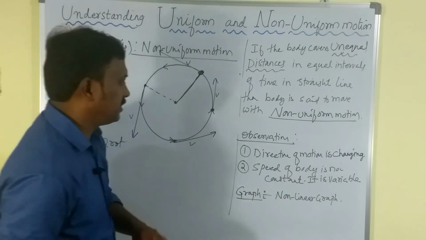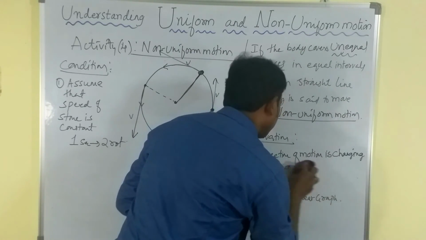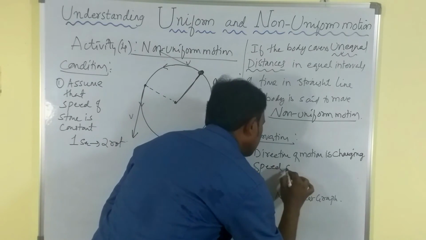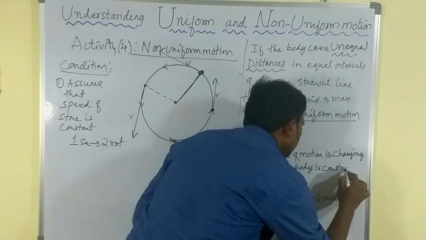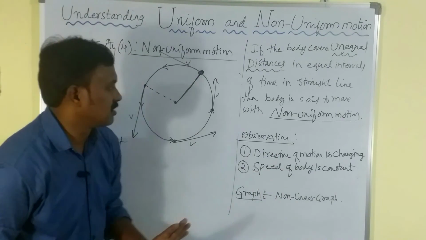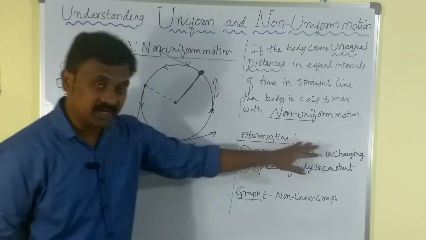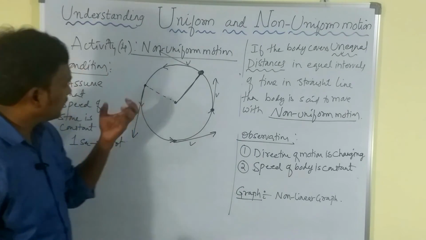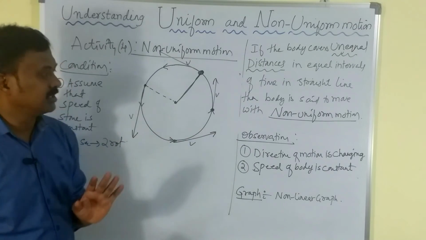Whatever the speed of the body here, the speed of the body is constant. This condition we are maintaining. The speed of the body is constant and the direction of motion is changing. Previously we have seen that the direction of motion was constant but the speed was changing. In this example, we have observed that the speed is constant but the direction of motion is changing.